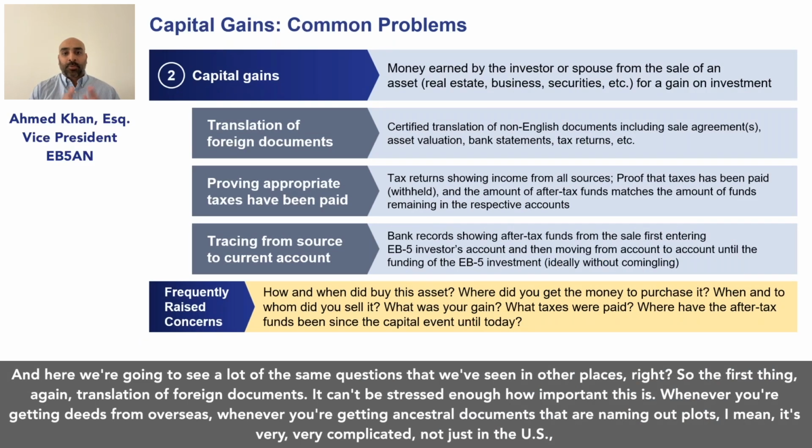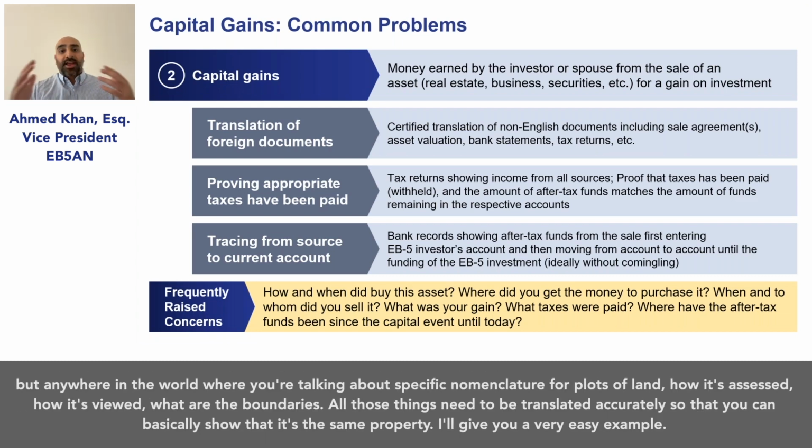And here, we're going to see a lot of the same questions that we've seen in other places, right? So the first thing, again, translation of foreign documents. It can't be stressed enough how important this is. Whenever you're getting deeds from overseas, whenever you're getting ancestral documents that are naming out plots, it's very, very complicated, not just in the US, but anywhere in the world where you're talking about specific nomenclature for plots of land, how it's assessed, how it's viewed, what the boundaries are. All those things need to be translated accurately so that you can basically show that it's the same property.